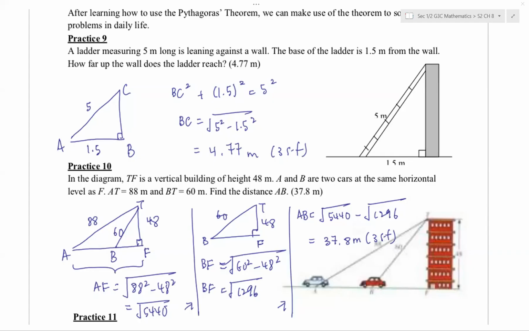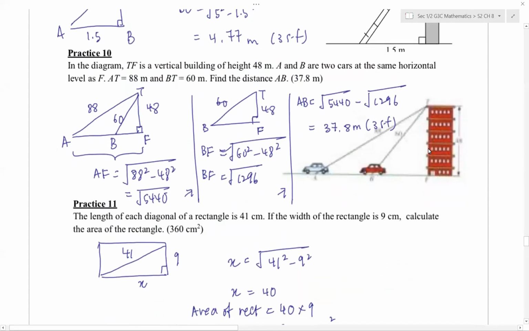Now, question 10. This time, we have multiple triangles in the same diagram. That makes things a little more challenging. But you need to understand that we need to identify all the right angle triangles in this diagram. So how many right angle triangles do you see? In this diagram, there are two of them, 1 and 2. So you view the triangles separately. If you need to, draw them out separately.